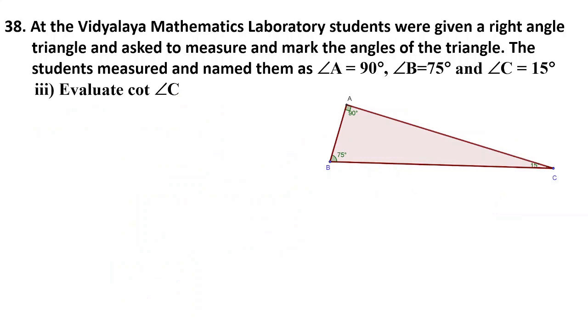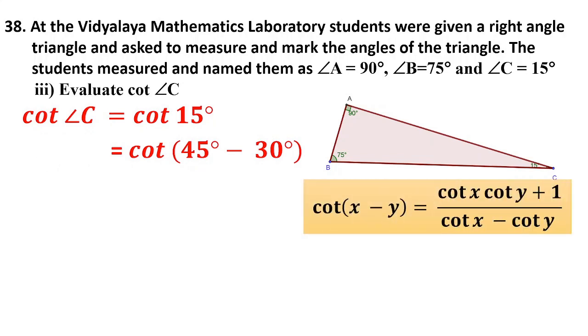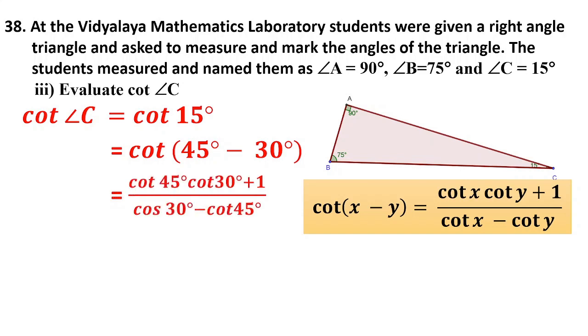Question number 38 once again. Cot C. Cot 15 can be written as 45 minus 30. Use the formula for cot x minus y. You can use the formula for tan x minus y and you can reciprocate it. Cot x minus y is cot x cot y plus 1 by cot y minus cot x. Therefore, it is root 3 plus 1 by root 3 minus 1.